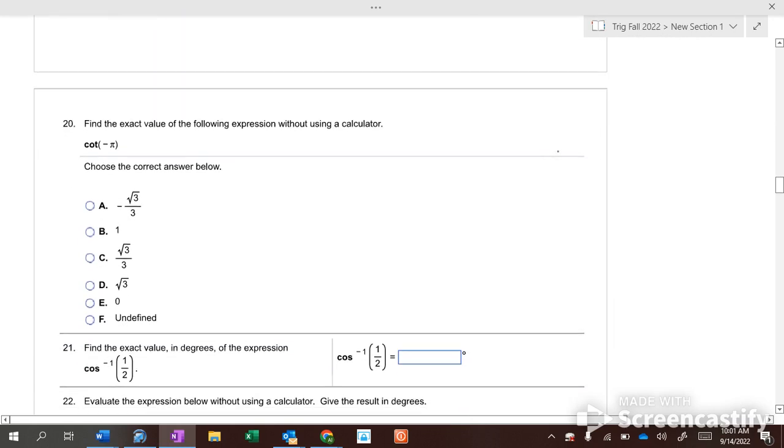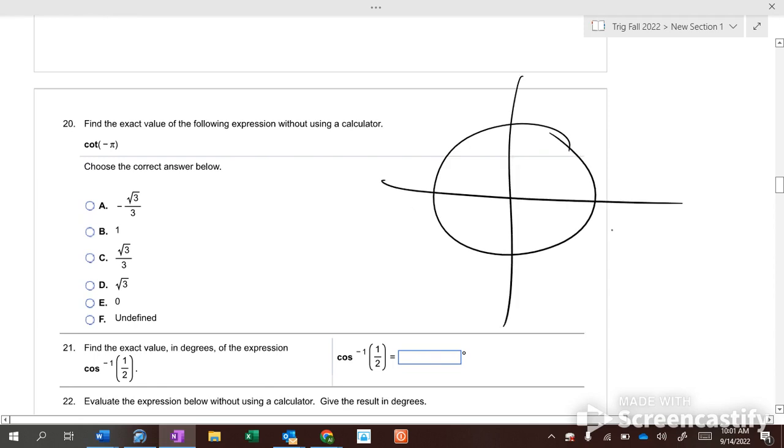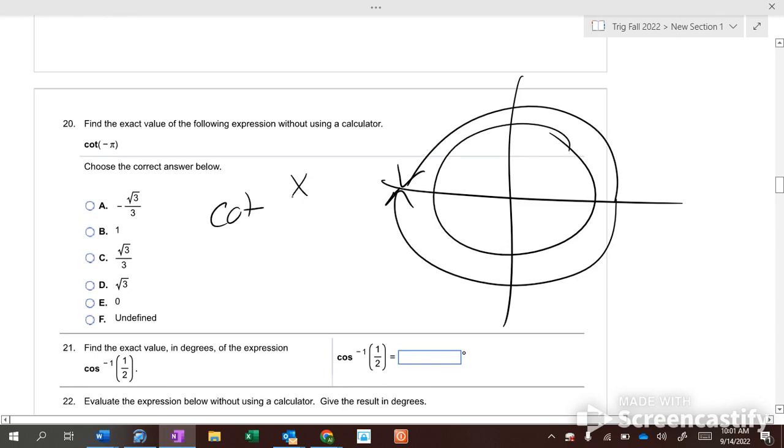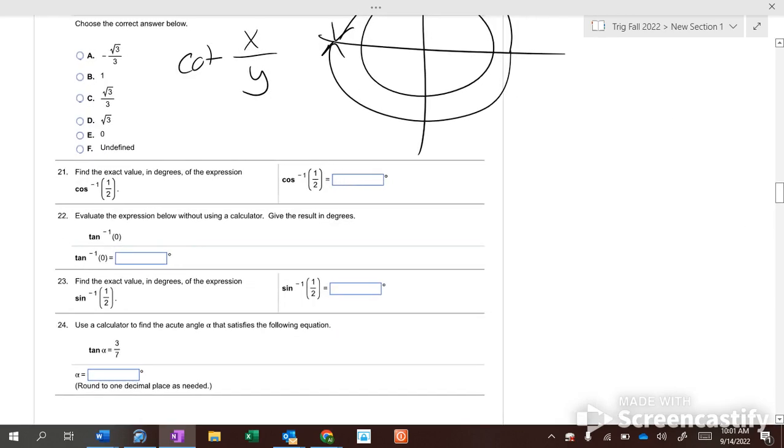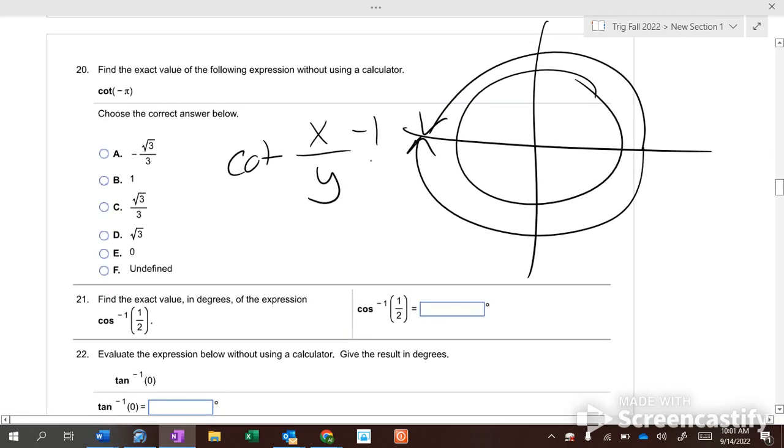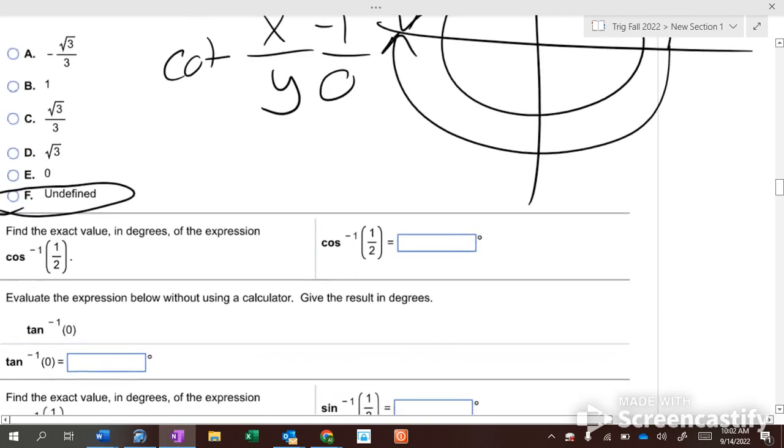Cotangent of negative pi. Negative pi is the same as where pi is. Cotangent is adjacent over opposite, or x over y. What's the x value at pi? Negative 1. What's the y value there? 0. When we divide by 0, it is undefined. Undefined.